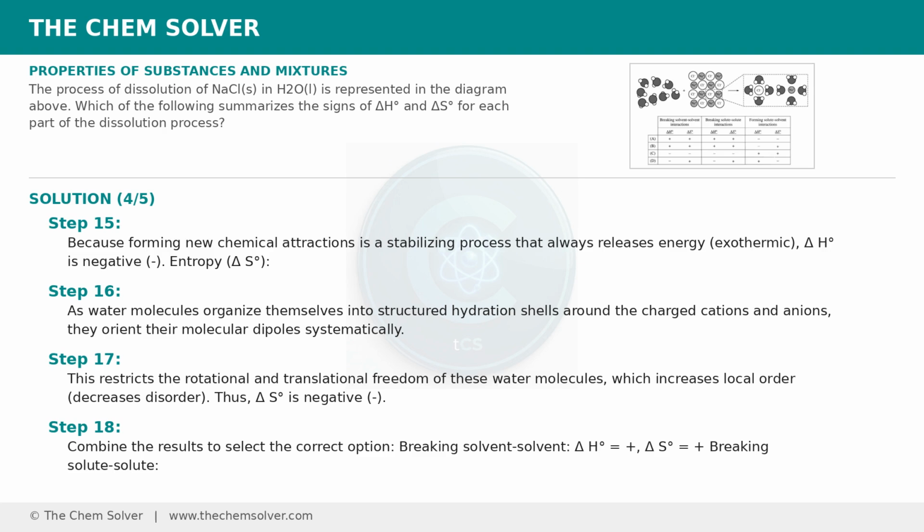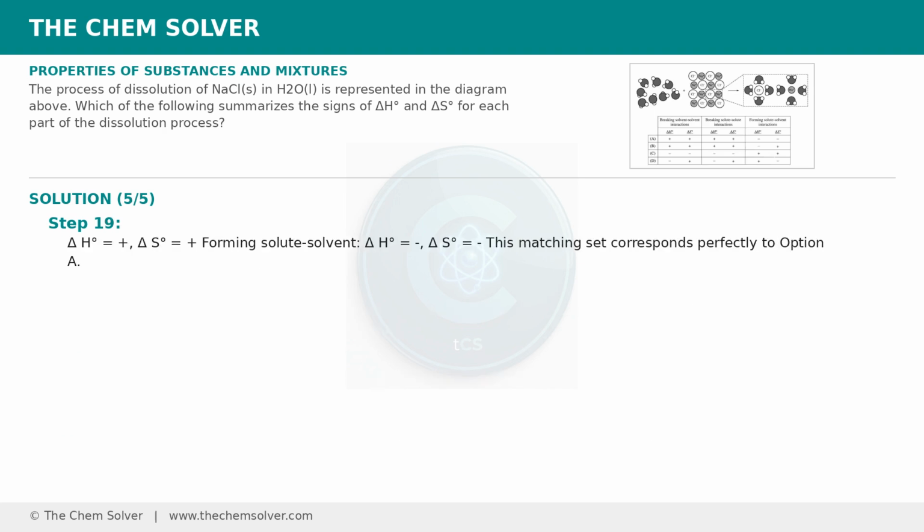Combine the results to select the correct option. Breaking solvent-solvent: delta H degrees equals plus, delta S degrees equals plus. Breaking solute-solute: delta H degrees equals plus, delta S degrees equals plus. Forming solute-solvent: delta H degrees equals dash, delta S degrees equals dash. This matching set corresponds perfectly to option A.